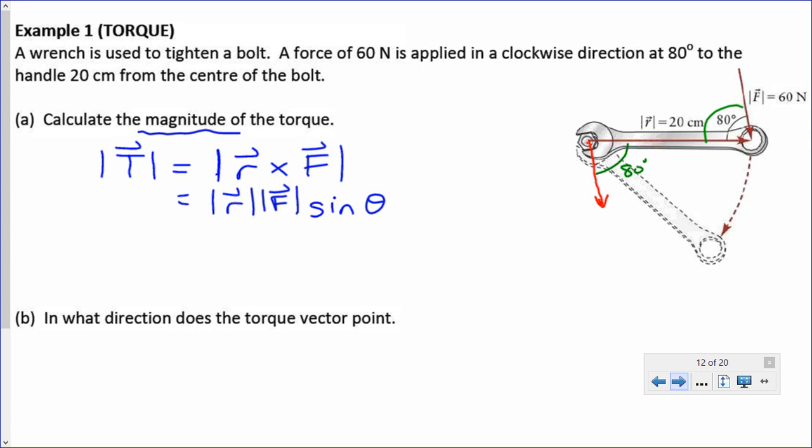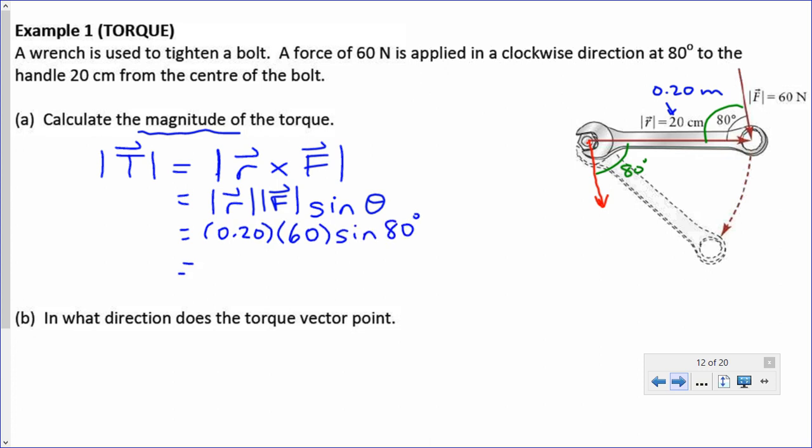Now we literally have everything we need. The one thing you have to be careful about is the units for torque are Newton meters. So I can't use 20 centimeters for the magnitude of vector r. What should I use instead? Yeah, 0.20 meters needs to be used. So it's 0.20 times 60 sine 80 degrees.